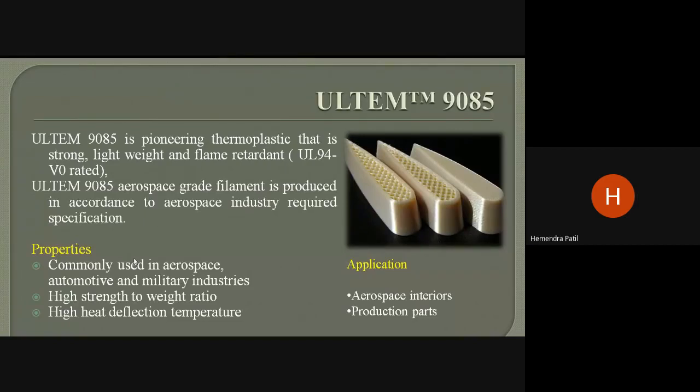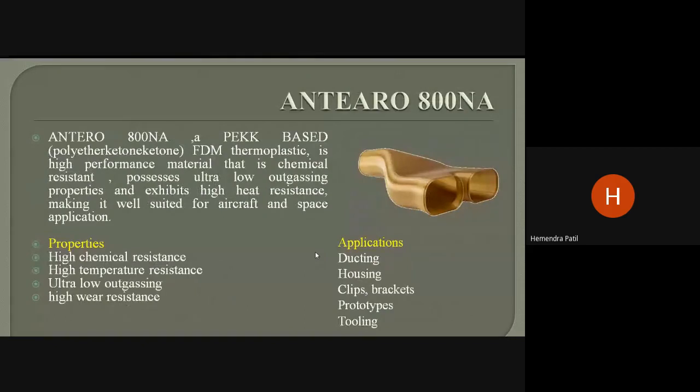So the properties of Ultem 9085: it is commonly used in aerospace, and the automotive and military industries also use Ultem 9085. It has a high strength to weight ratio and high heat deflection temperature. The application part I have already discussed here. Aerospace interior parts and different production parts are made from Ultem 9085. And basically the different 3D printing related properties are the same as 1010, so not discussing again.